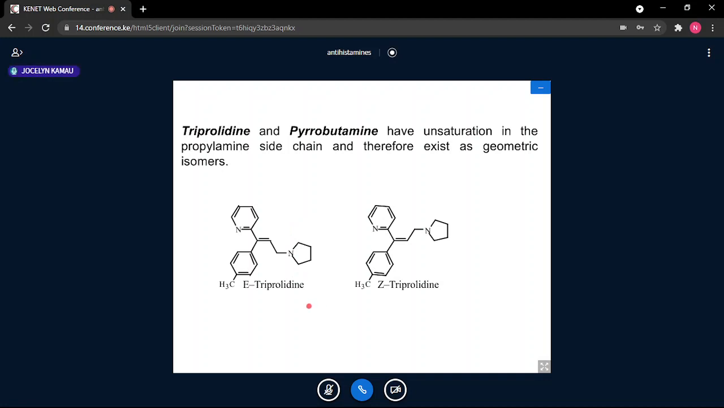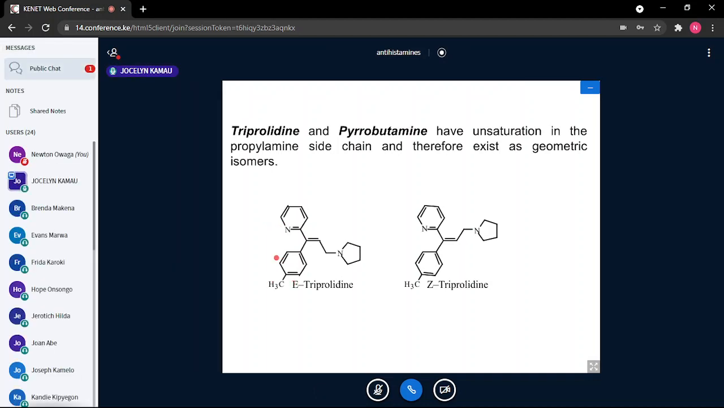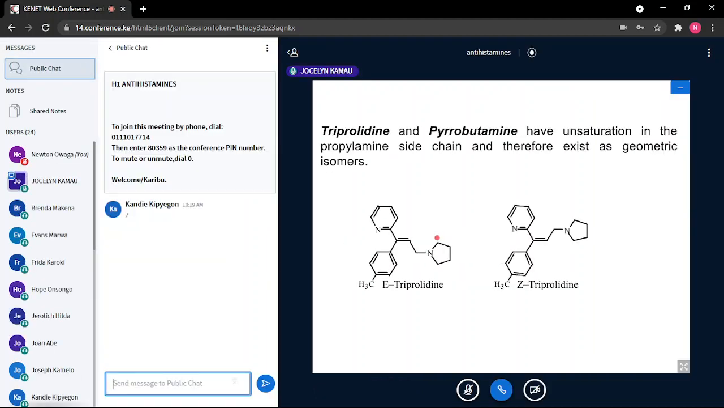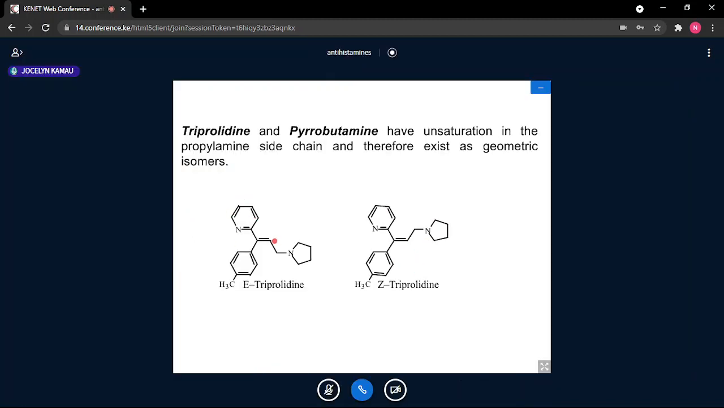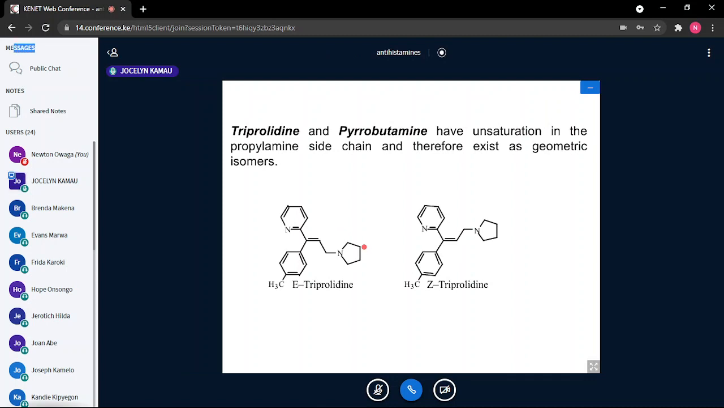7, isn't it? I believe the atomic number of nitrogen is bigger than that of carbon, and that is what makes this ring bigger or much bulkier than that ring. So when this ring and this group are on opposite sides, that will be the trans isomer.